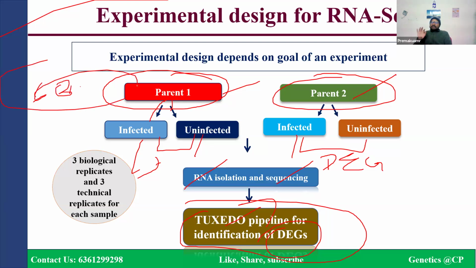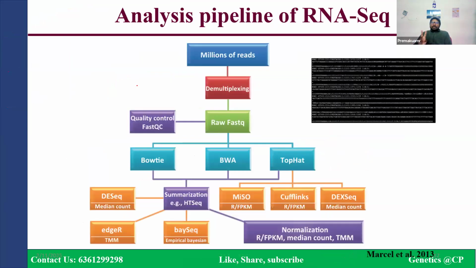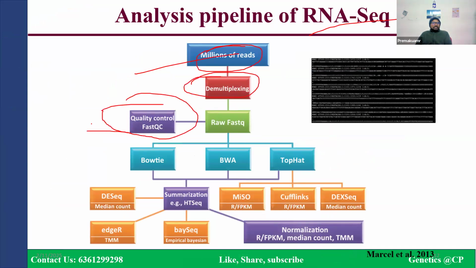Without biological replicates, we can't do RNA-seq. At least 2 you have to have. Then what are the tools we have used for analyzing RNA-seq here? First, millions of reads were there. You have to demultiplex. Then you go for quality control by FastQC.